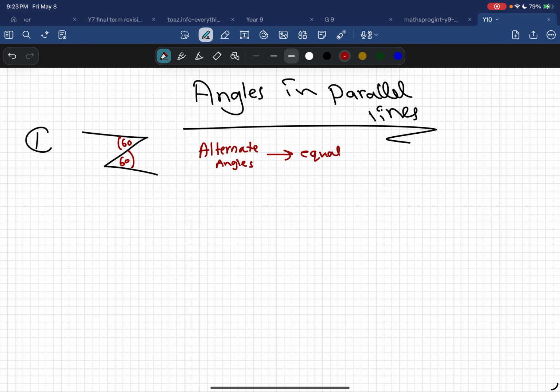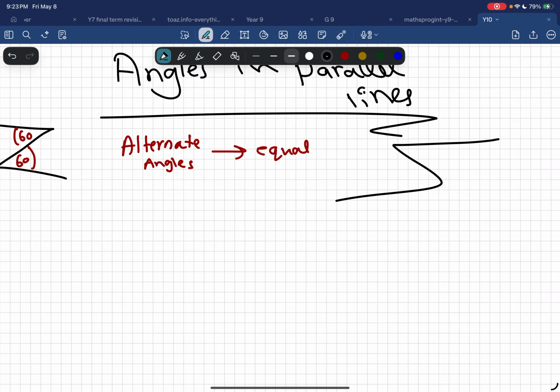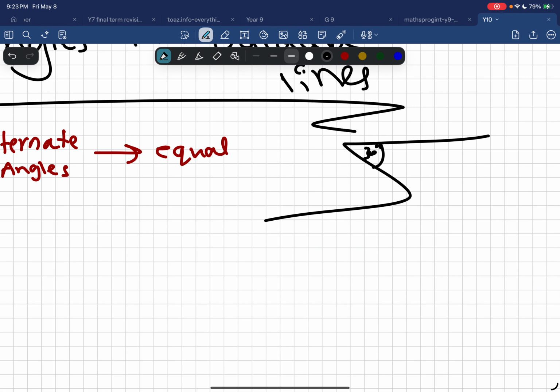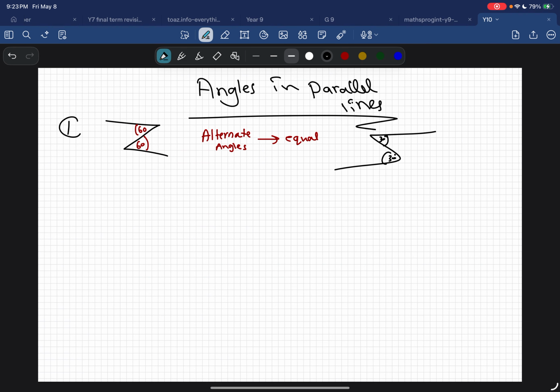Bear that in mind, showing the letter Z. Also, if it was like this, here would be the same thing as this one here. Alternate angles. The second one is corresponding angles.